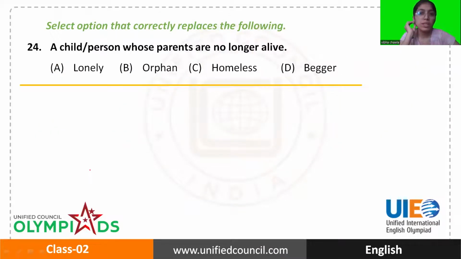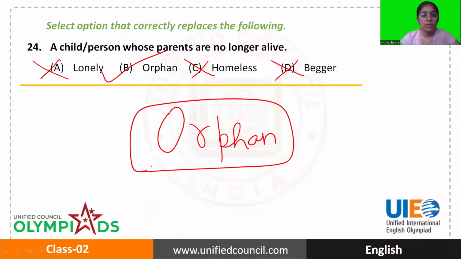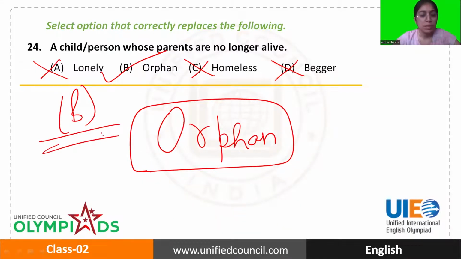Alright, moving to the next one, question number 24. A child or a person whose parents are no longer alive. What do we call such a child? Lonely? No. Homeless? No. Beggar? No. Such a child is called an orphan. We have an orphanage also for such people. An orphan is a person whose parents are no longer alive. So it is option B.